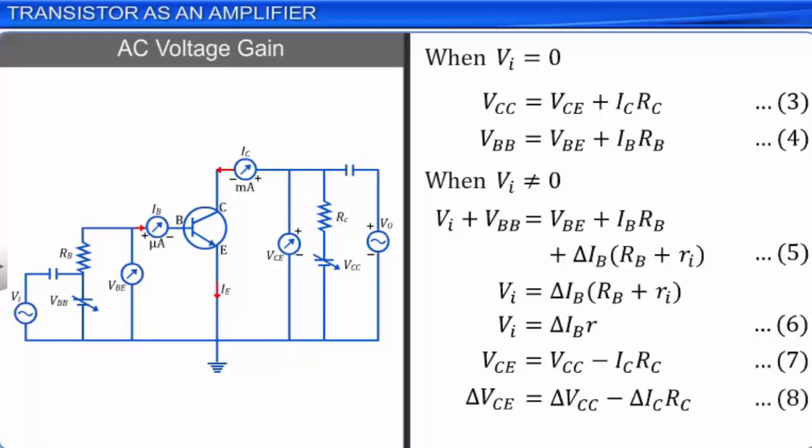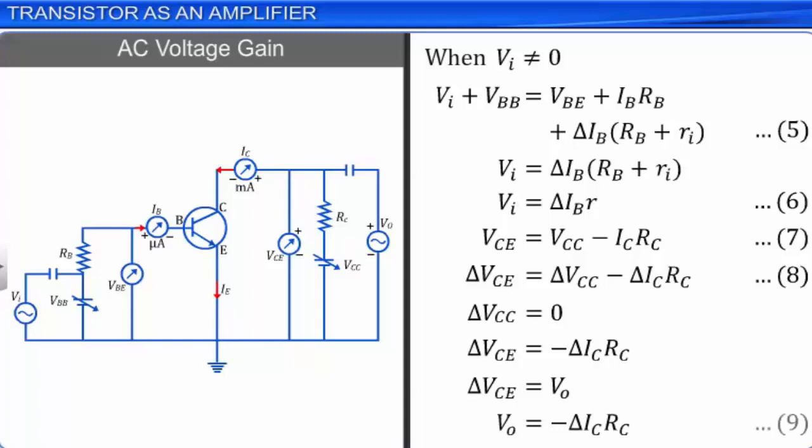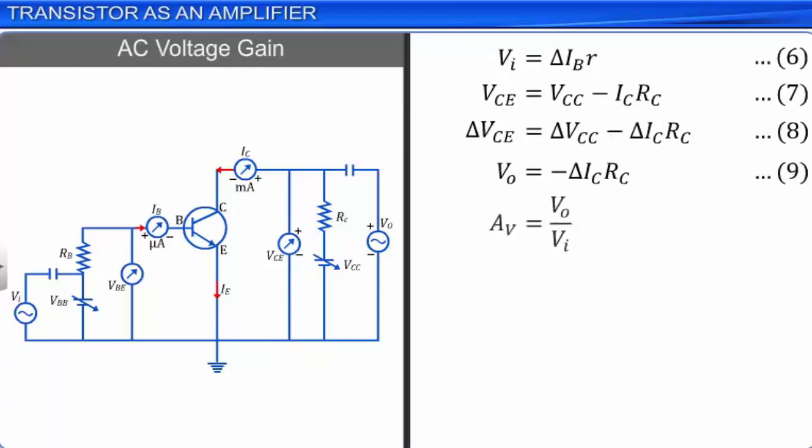The change in VCE is equal to output voltage VO. Then, VO is equal to minus delta IC into RC. Let this be equation 9. The AC voltage gain AV is the ratio of output voltage VO to the input voltage VI. Substituting the values of VI and VO from equations 6 and 9 in the equation for AC voltage gain, we get AV is equal to minus delta IC into RC by delta IB into R. Let this be equation 10.